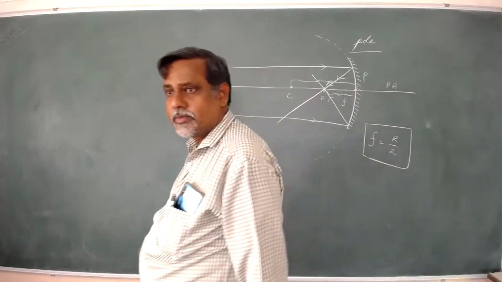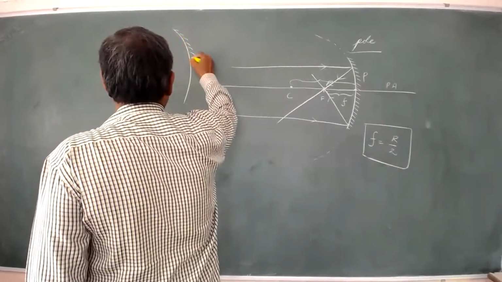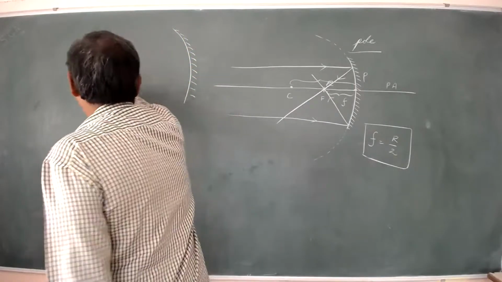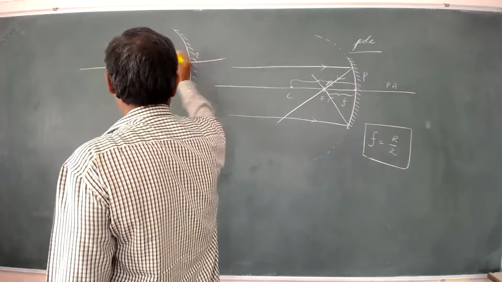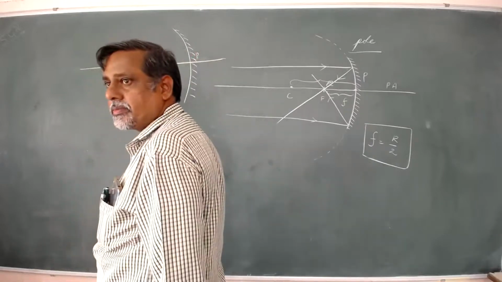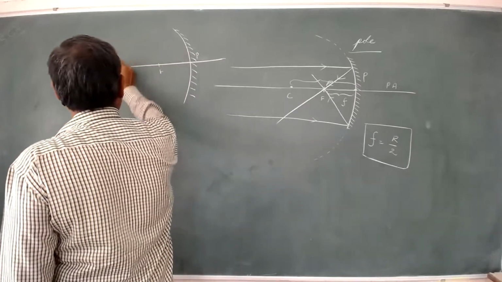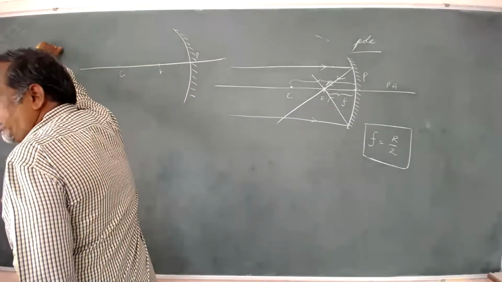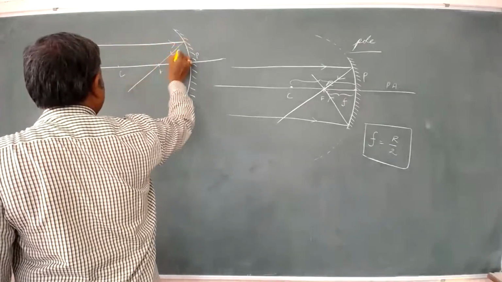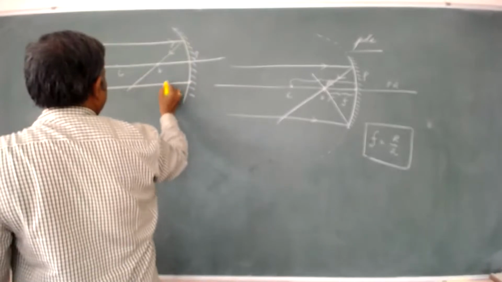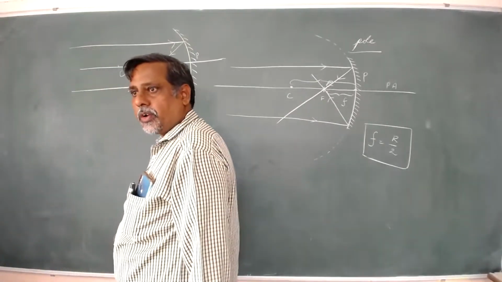Hello, Arjun. Look at the board. So this is a concave mirror. This is the focus. This is the pole. This is the center of curvature. Understood? So as the object is kept at infinity, the image is exactly at the focus. Am I correct? Yes or no?